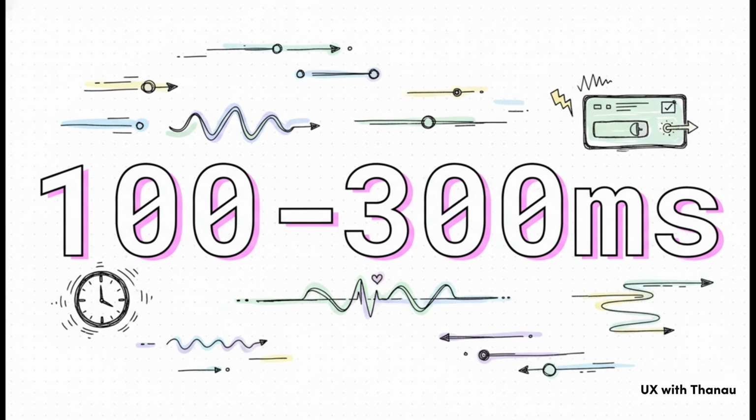And get this, there's actually a science to it. There's a sort of Goldilocks zone for how fast animations should be. We're talking 100 to 300 milliseconds. Seriously. Anything faster than that feels like a glitch, and anything slower just feels like your phone is wading through molasses. That 100 to 300 range is the sweet spot, where things feel snappy and natural.